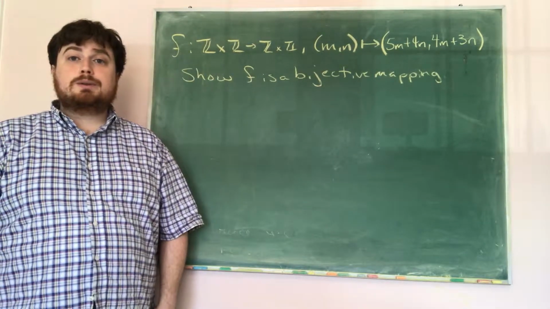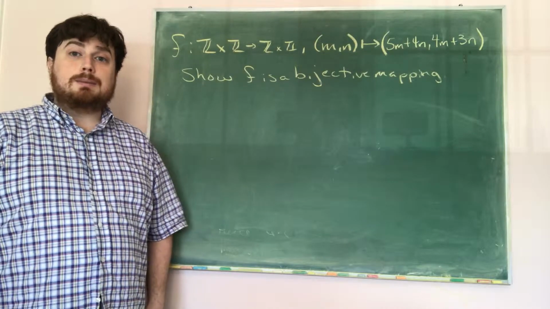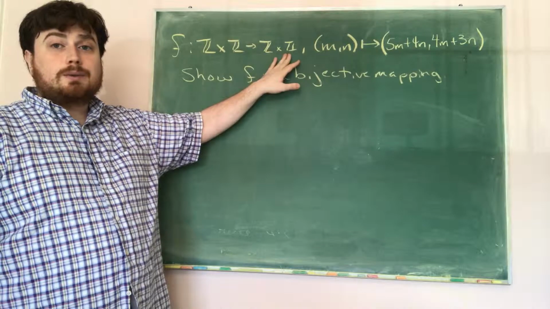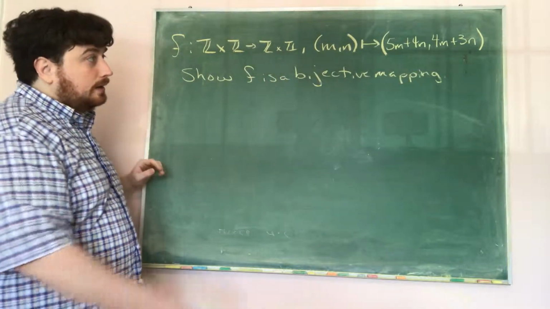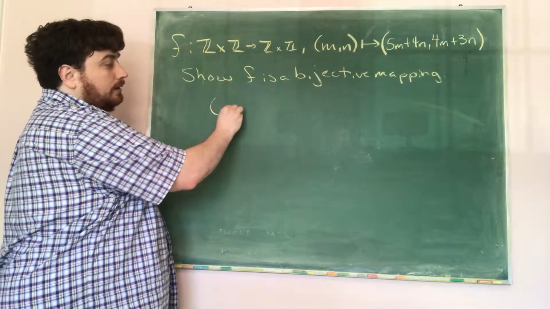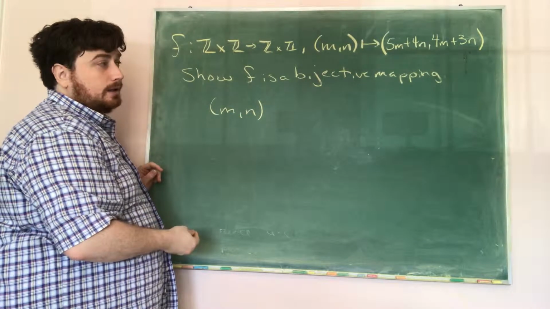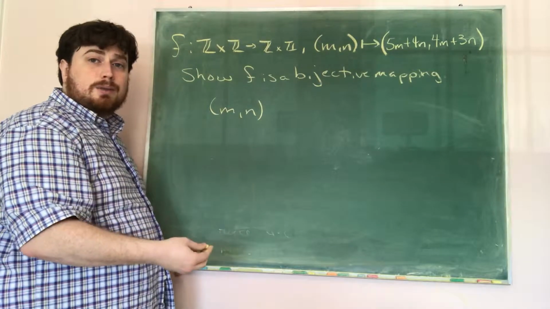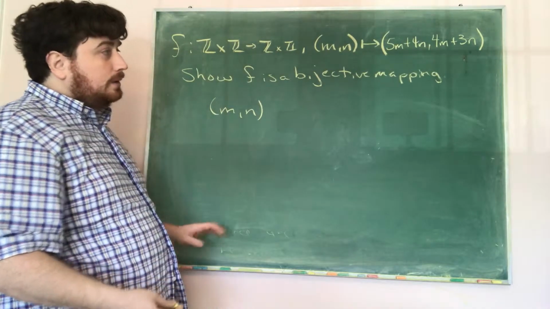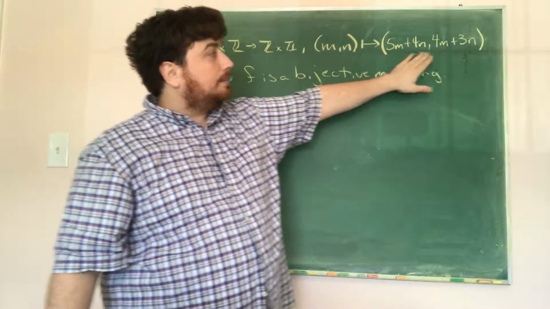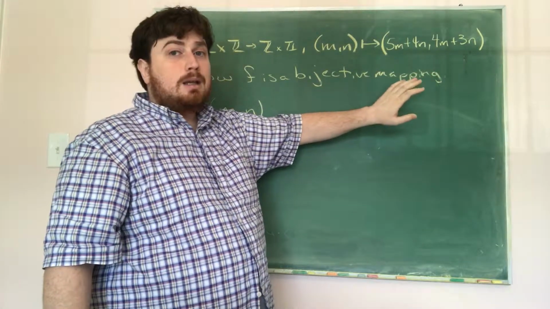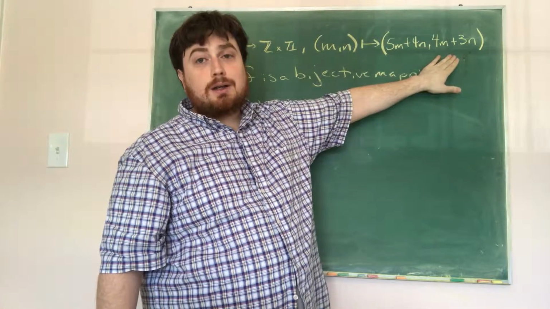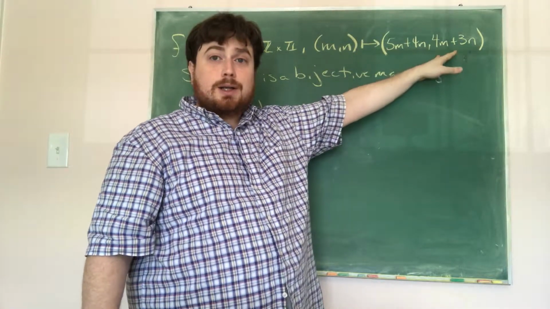The first thing we want to do is check that f is a well-defined mapping. That is, for everything in the domain, it's mapped to exactly one thing in the codomain. So if I start off with an element in the domain, say (m, n), I want to make sure that this ends up getting mapped to exactly one thing in the codomain. What I need to know is that every time I map this in, I'm going to get out an answer, and exactly one answer.